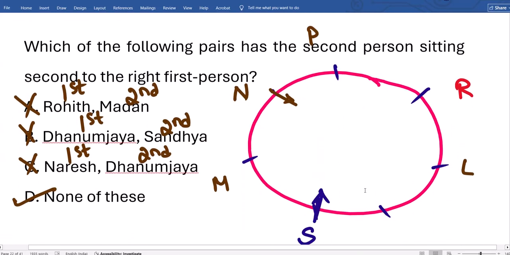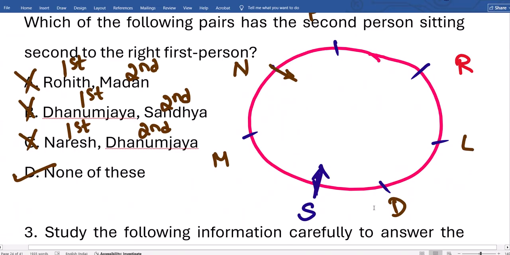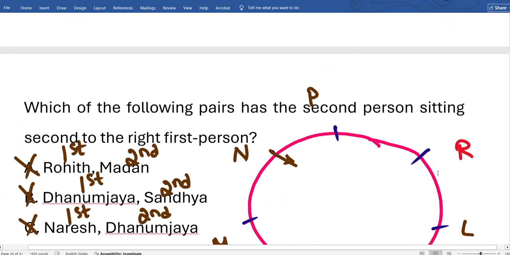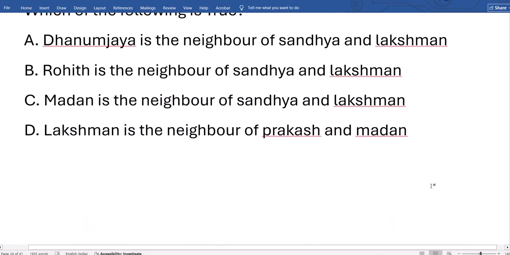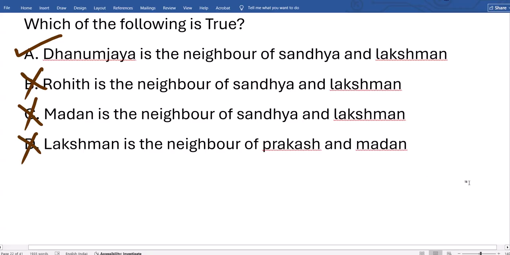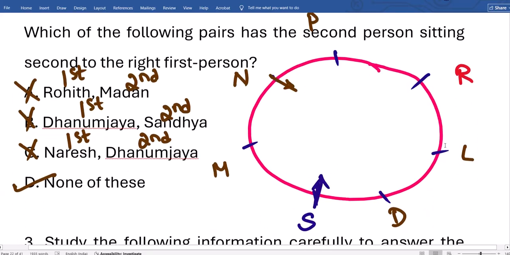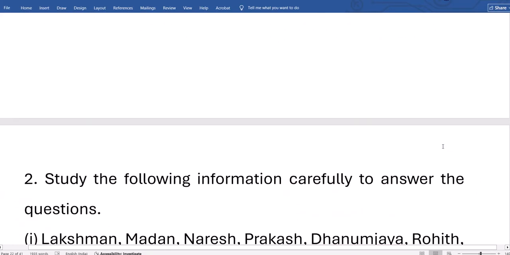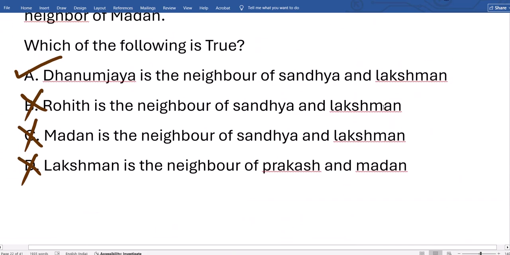There are some questions which are multiple select questions also. Yes, Dhananjay, Sandhya and Lakshman. There are some questions which are giving multiple. Is this second Lakshman right? No, Rohit Madan, wrong. What about the last one? Lakshman's neighbors are whom? Sandhya and, no Sandhya, sorry. Okay, so D is wrong. So Lakshman's neighbors are Rohit and Dhananjay. So no persons available here.